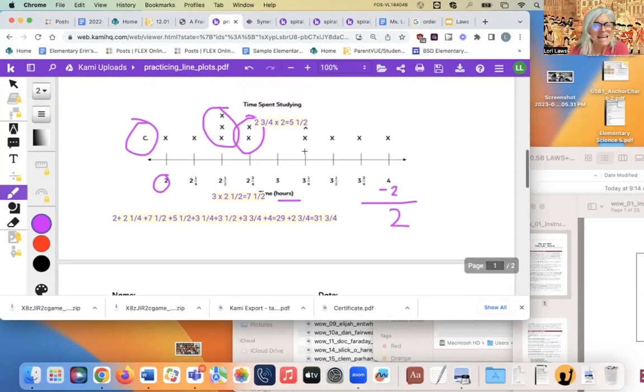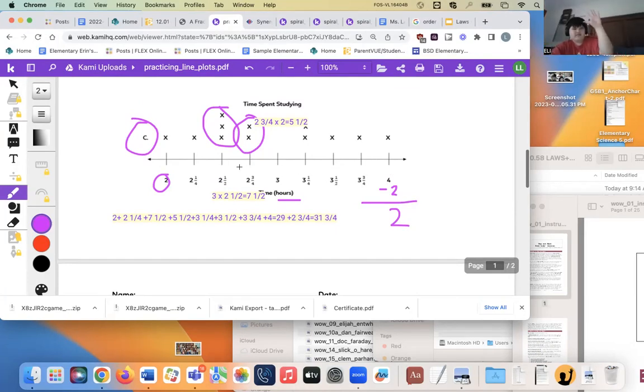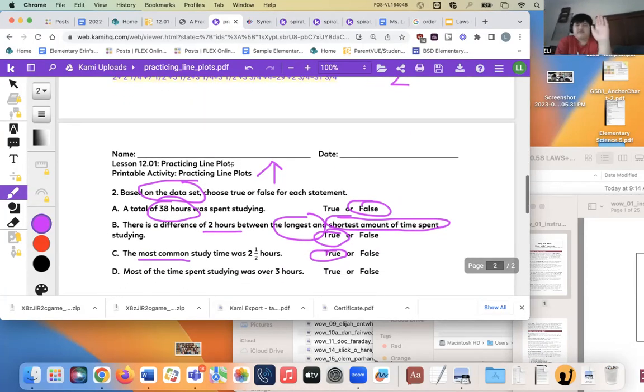And finally, most of the time spent studying was over 3 hours. Well, I'm thinking not, because we only have 4 people. But when you talk about most of the time, you'd have to add it all up. 3, 6, 9, 12, 13, 14. Yep. I have a question. Yeah.